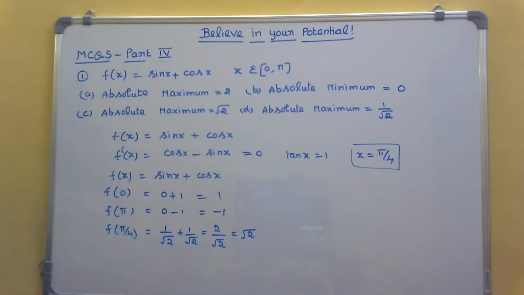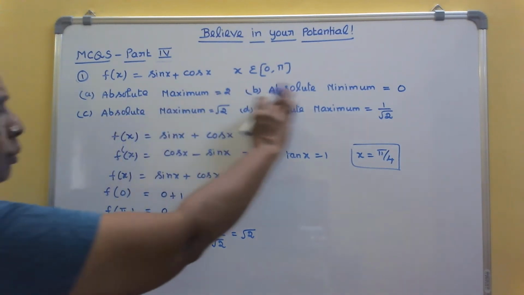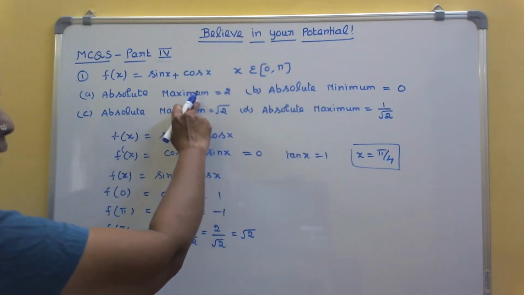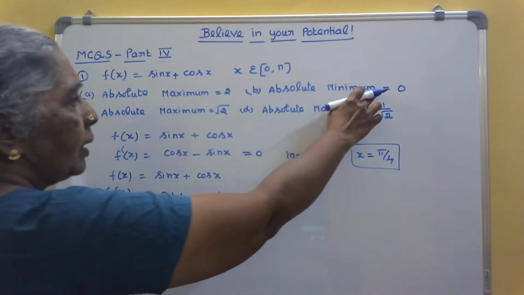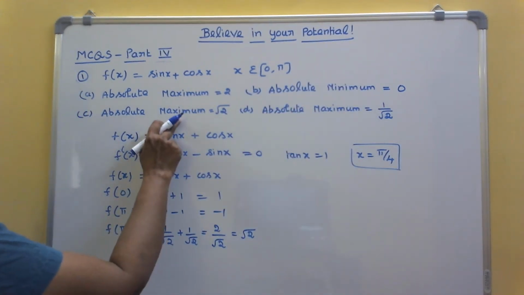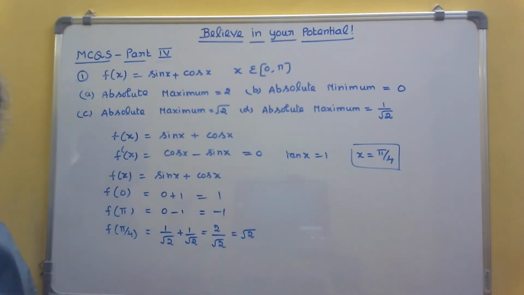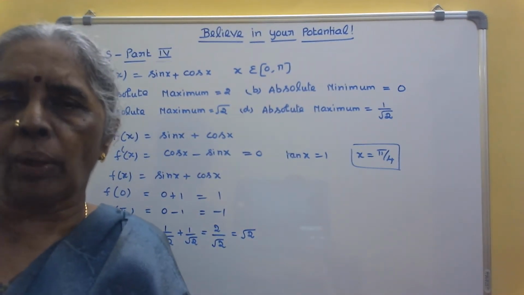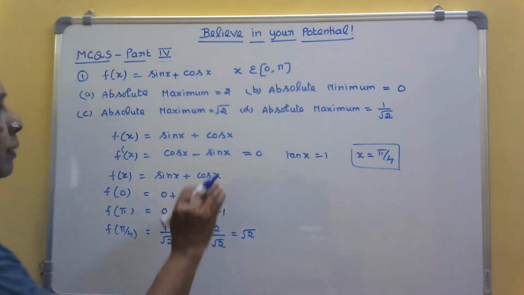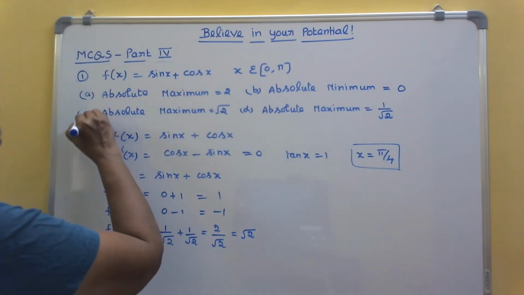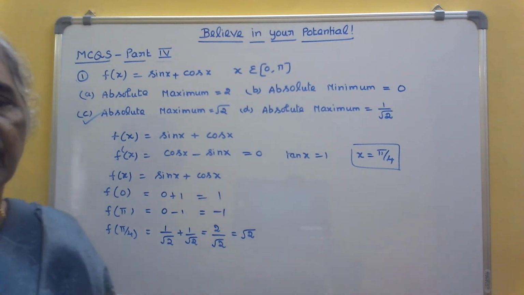Just see the three values and let us now check the options. This is not applicable because we don't have this. We don't have this. We don't have this. So let us check the C option. Absolute maximum is root 2, because root 2, you know the value is 1.414, right? So this is the absolute maximum value. So option C is the correct answer.